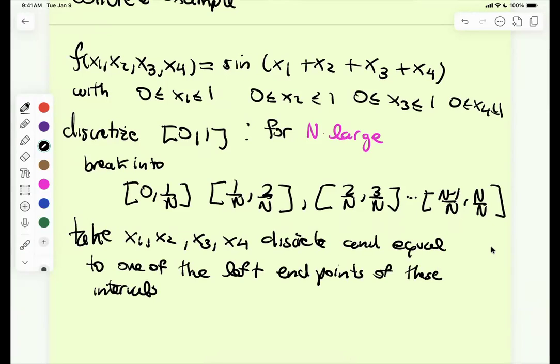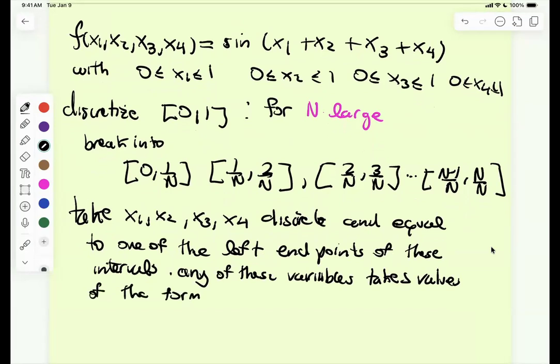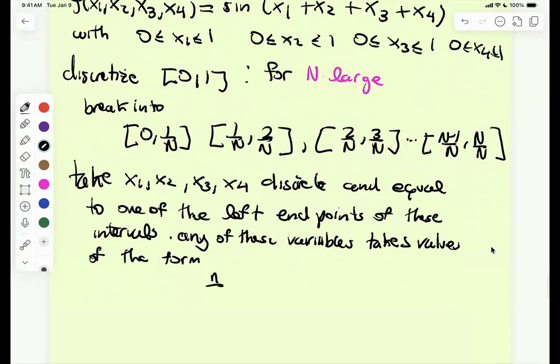So any of these variables takes values of the form little n over n, where little n is equal to 0, 1, 2, 3, up to n minus 1. So x_i equals little n over n, where little n goes from 0 up to n minus 1, and i is either 1, 2, 3, or 4.